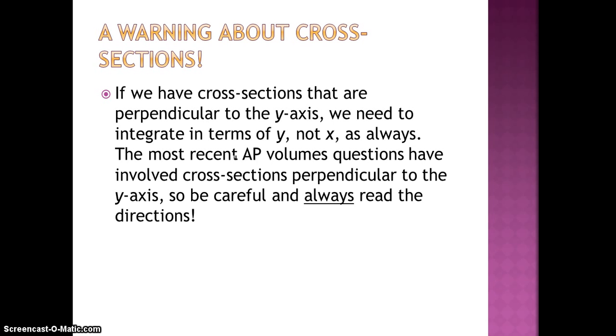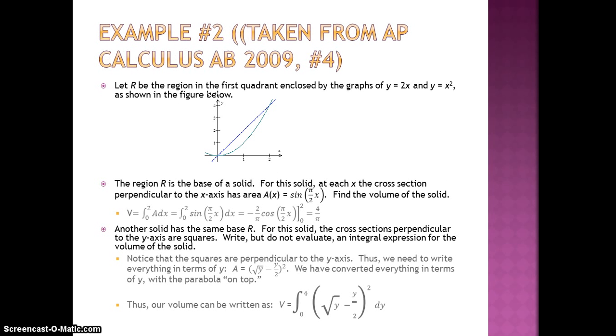Let me show you an example of that. This example is taken from the AP Calculus AB exam from 2009, question number 4. It starts out by stating, let R be the region in the first quadrant enclosed by the graphs of y equals 2x and y equals x squared, as shown in the figure below. The region R is the base of a solid. For this solid, at each x, the cross-section perpendicular to the x-axis has area A of x equal to sine of pi over 2 times x. Find the volume of the solid.